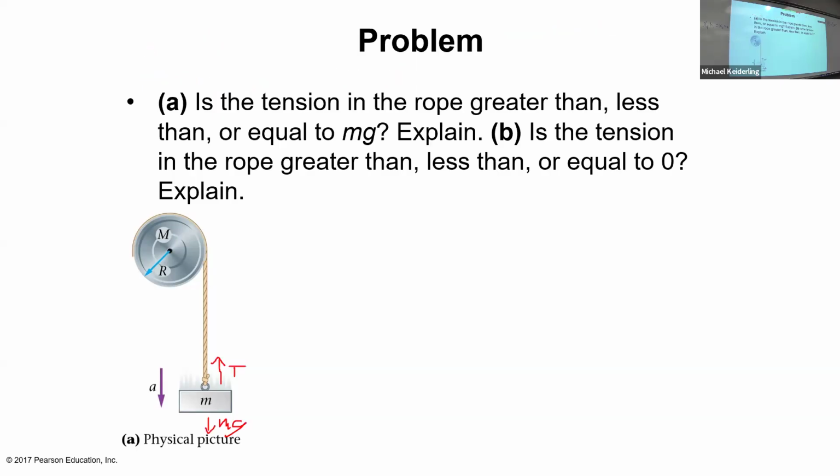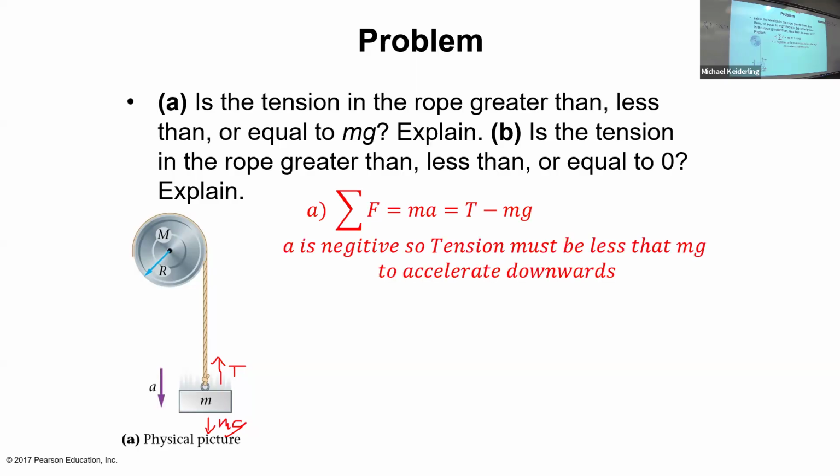So if you want to work this out, let's look at the mass. Well, the mass is accelerating downwards. The force equals mass times acceleration, which equals tension minus mg. Acceleration is negative downwards, so tension must be less than mg to accelerate downwards.